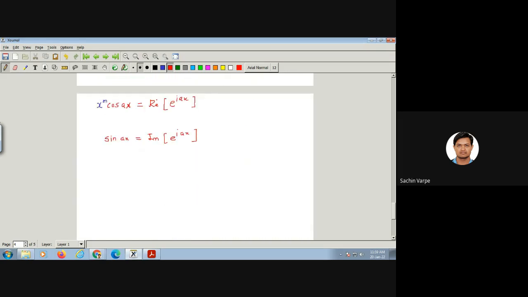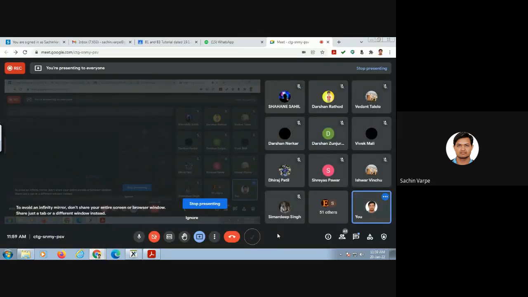X raised to m cos theta is the real part of x raised to m e to the power ix, and x raised to m sin theta is imaginary part of x raised to m e to the power ix। यहां तक क्लियर है सबको? एवरीवन प्लीज डू रिप्लाई इन चैट बॉक्स। यहां तक क्लियर है सबको? लेट मी नो इज दिस क्लियर अप टू दिस?